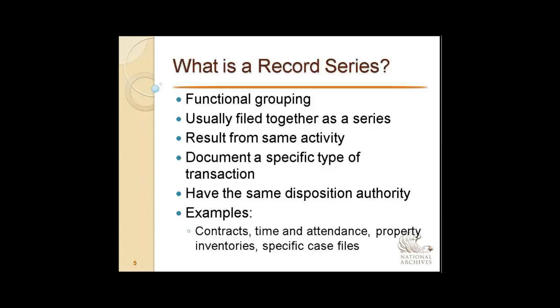Contracts, you see the examples down below. Contracts, time and attendance, property inventories, case files. Those are examples of a record series. Record series are a functional grouping. See that first bullet there. By that we mean it's based on a particular function of your organization. If your organization is an HR organization, if the function of your particular office is to track time and attendance and leave, then your record series are going to be time and attendance, leave requests, things of that nature. That's your record series.